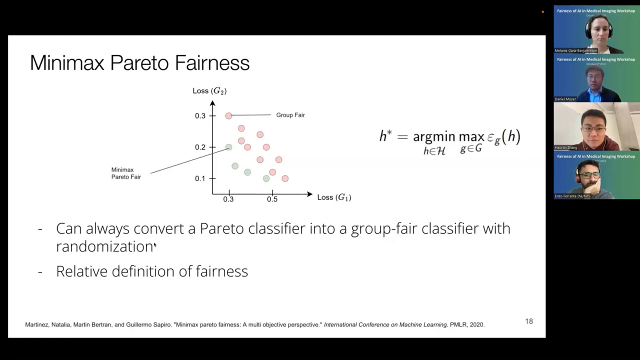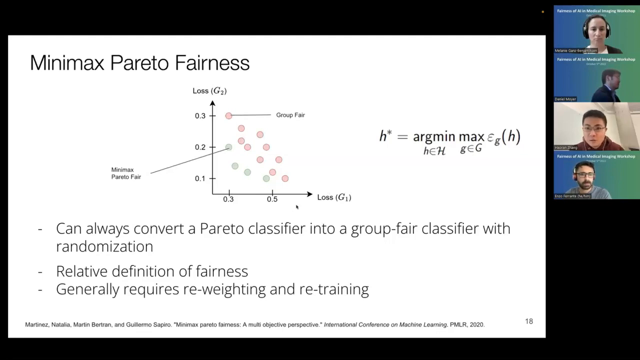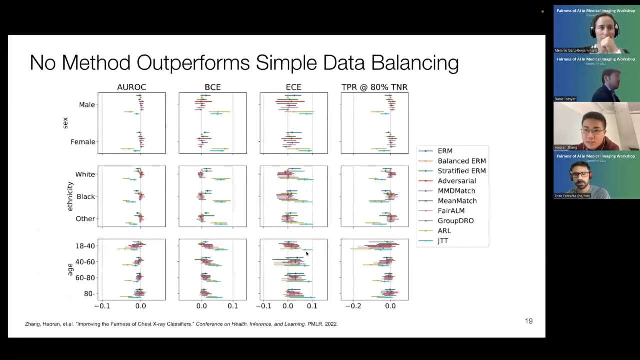The thing to note is that this is a relative definition of fairness, because it's impossible to know what the actual value of the minimum is, and it's also very hard to know whether a model is Pareto optimal. So we say that a model is fairer than another in this definition if it has a lower value of the worst case loss. And finally, this is highly non-trivial to achieve. It generally requires reweighting and retraining, not just a thresholding thing like we saw previously with group fairness.